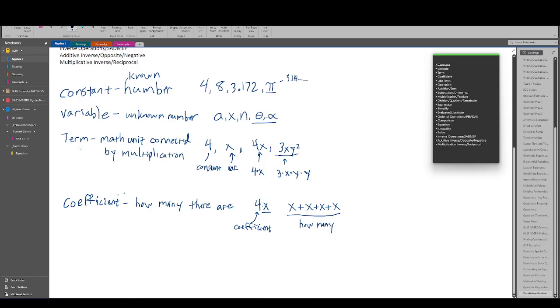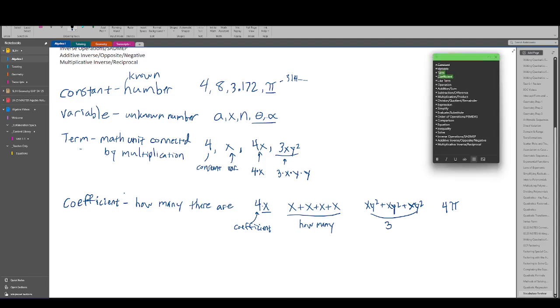Even in a case like 3xy squared, that would be xy squared, xy squared, xy squared. So again, I have 3 of those, so the 3 is the coefficient. You'll also cover that in science this year as well, so you'll get familiar with that term if you're not already. Coefficient is just how many of a thing you have. I could also have something like 4 pi. The thing is pi big, and it's 4 times that. It's 4 of those things that are pi sized. All right, so term and coefficient, we're done with those.